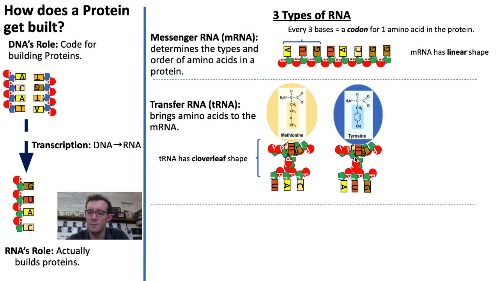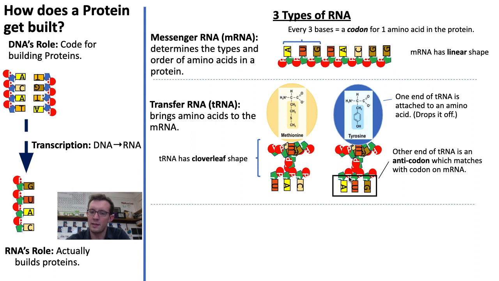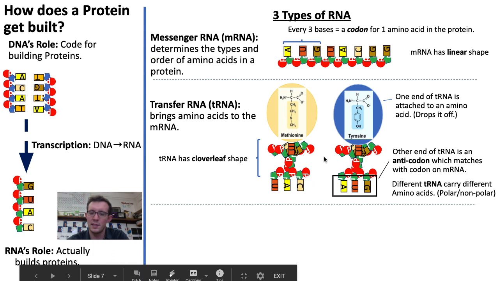You can see that each piece of transfer RNA has one end that's attached to an amino acid. And the other end of transfer RNA has what's called an anticodon. That is, it has three nitrogen bases, which actually match with the codons in the messenger RNA. So different transfer RNAs with different anticodons will carry different amino acids. And so that's transfer RNA.